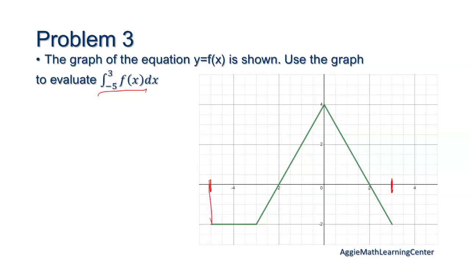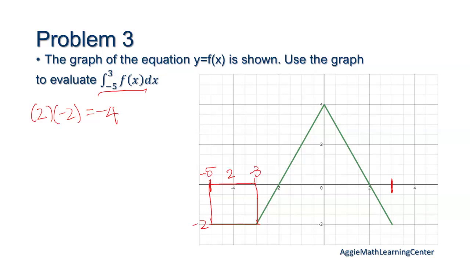The way that I like to think about it is to look for all the familiar shapes that I know. Between the function and the x-axis, we have this square, and we can find the dimensions of the square. It goes from -5 here to -3, so the width is 2. And it goes down to -2 down here. So the area of this part will be 2 times -2, which is -4.